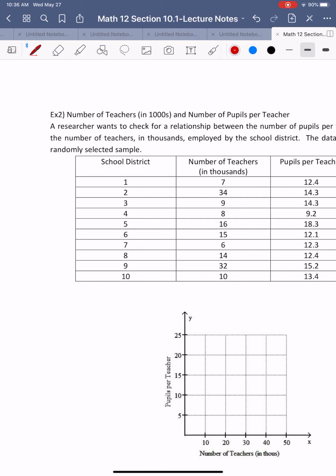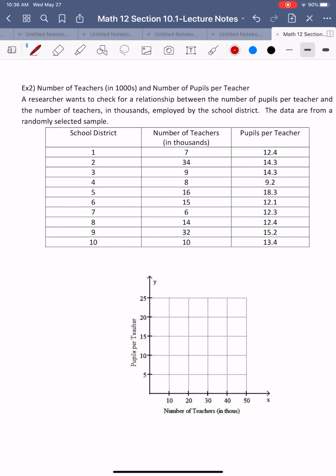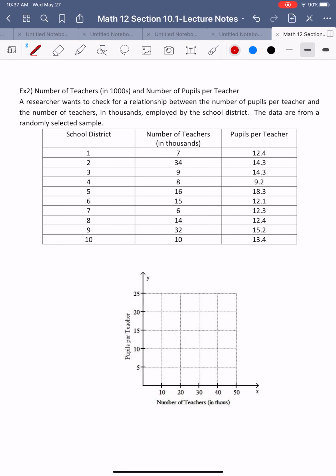Example 2. Number of teachers in thousands and number of pupils per teacher. A researcher wants to check for the relationship between the number of pupils per teacher and the number of teachers in thousands employed by the school district. The data are from a randomly selected sample. So the first column is the district number, 1 up to 10 districts, and the number of teachers is 7,000, 34,000, like that. And the pupils in that district was this one. Those are the students per teacher.